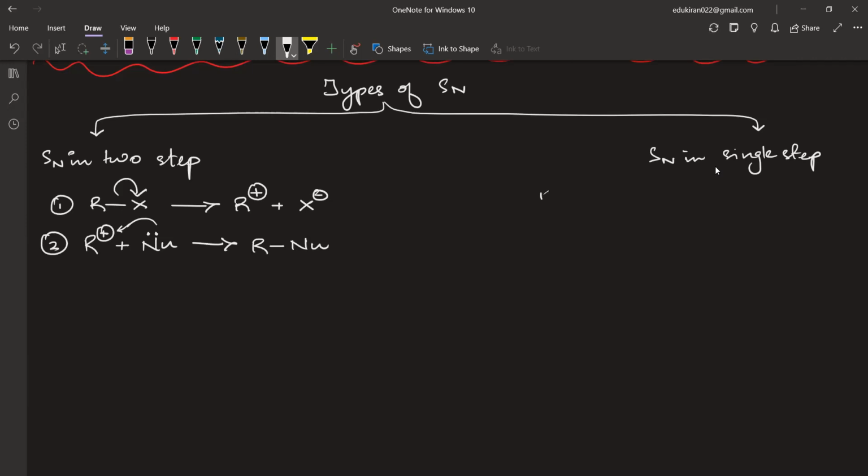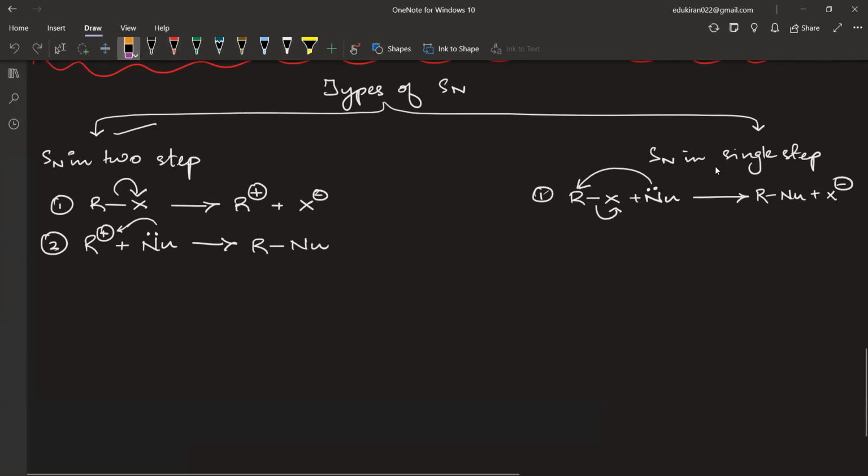Okay, if it happens in single step, that means RX plus Nu will attack on R, and simultaneously the X will leave. Right? The nucleophile is always attacking from the electron-rich source. So you will always have an electron pair that is attacking R, and then you will get R-Nu plus X negative. Okay. Now, in the SN in two-step and SN in single-step, there's one question.